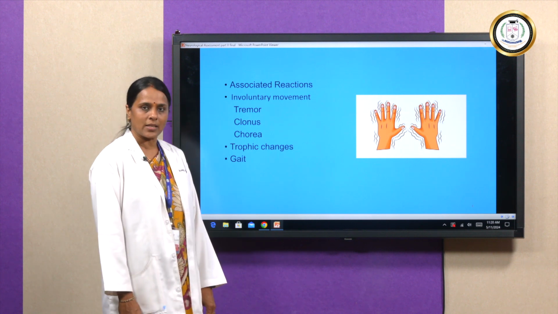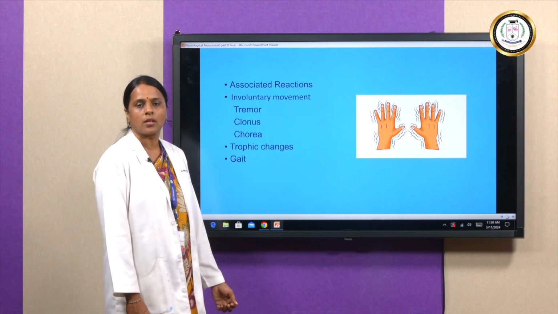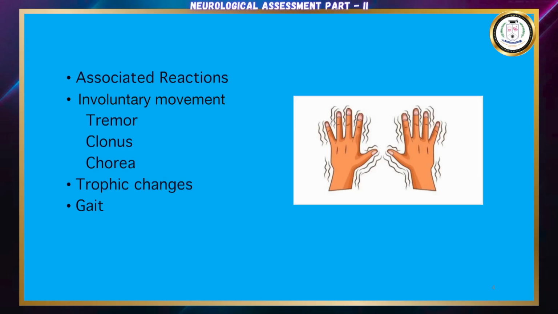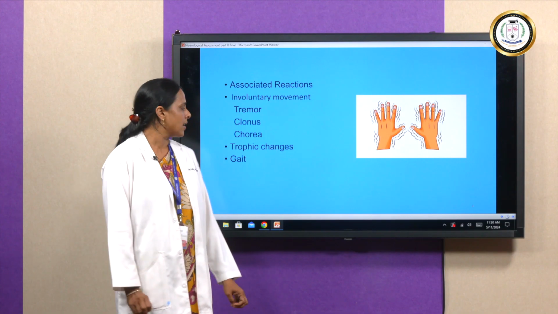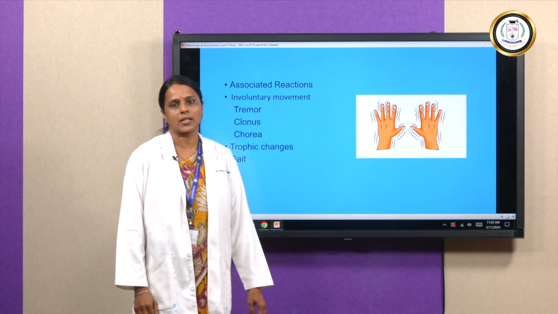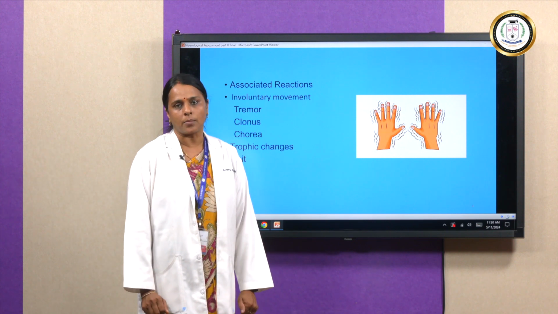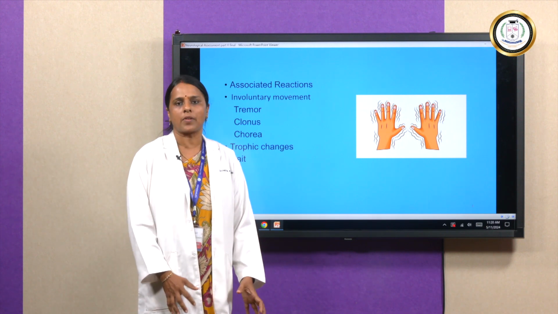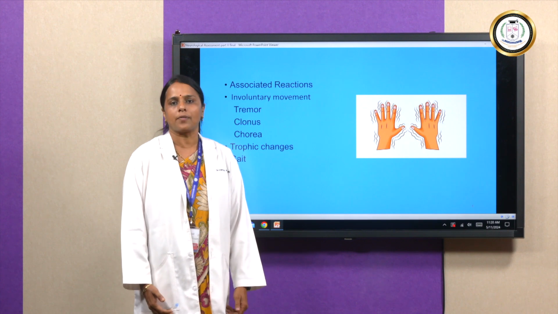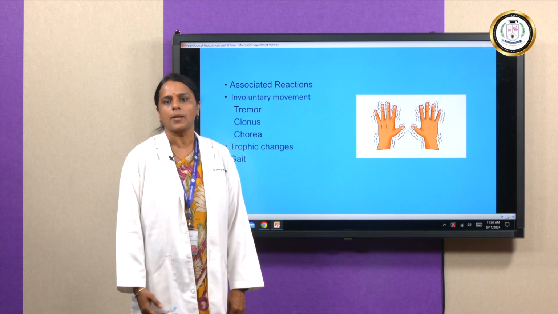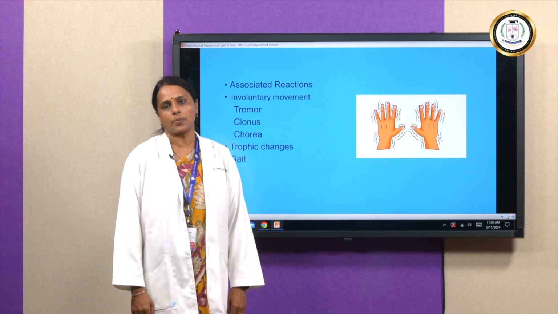Then involuntary movements like tremor, clonus or chorea, any trophic changes, skin changes like dryness of the skin or redness of the skin, and also the gait. For example, if a stroke patient comes, they will have a typical hemiplegic gait. So, observing all these patterns will give us a much more detailed view or perspective about the patient.